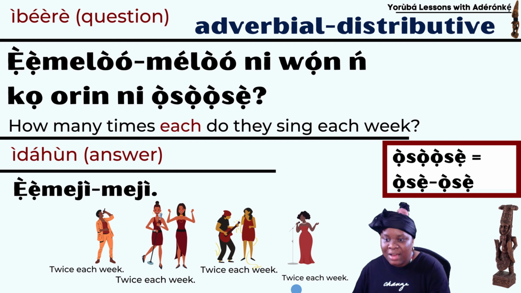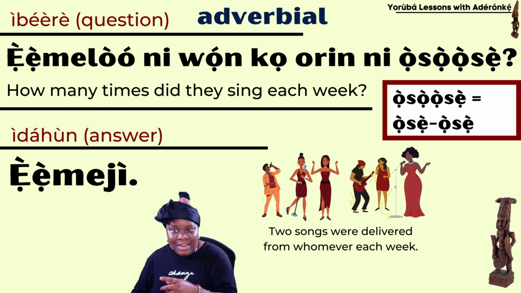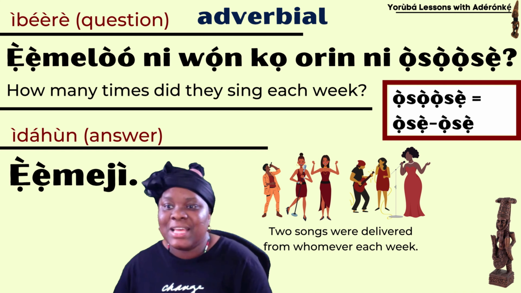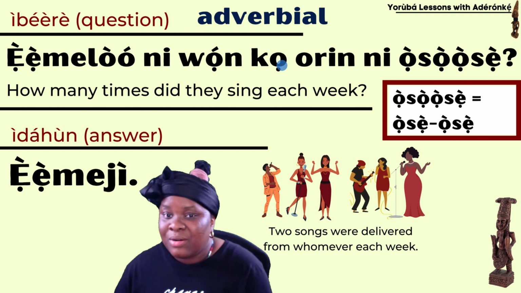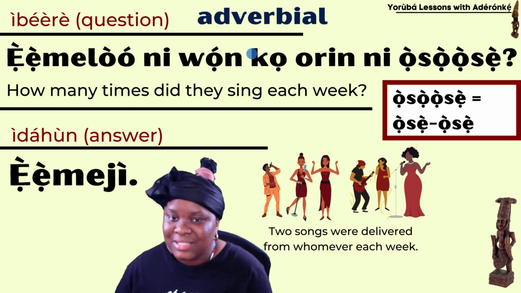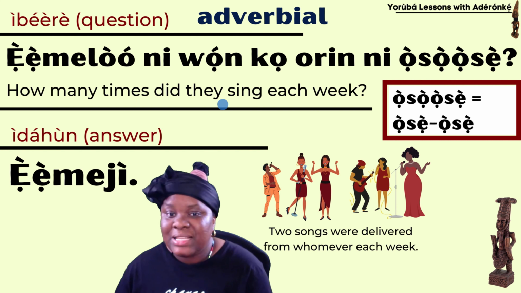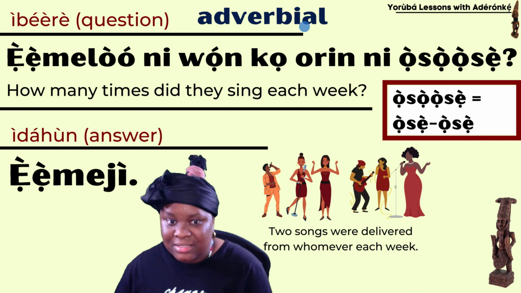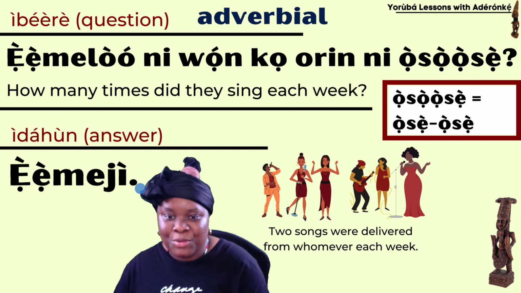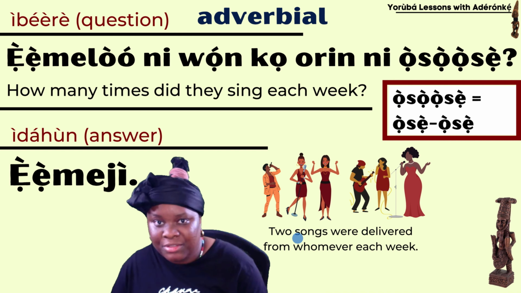Twice each. Now, if they ask the question, mélòó ni wọ́n kọrin ní ọ̀sọ̀ọ̀sẹ̀, rather than mélòó mélòó, how many times? Well, I changed the sentence tense. I removed the so now it's past tense. How many times did they sing each week? In the adverbial sense, it would be méjì. In just the adverbial, not the adverbial distributive. Not twice each something, just twice.